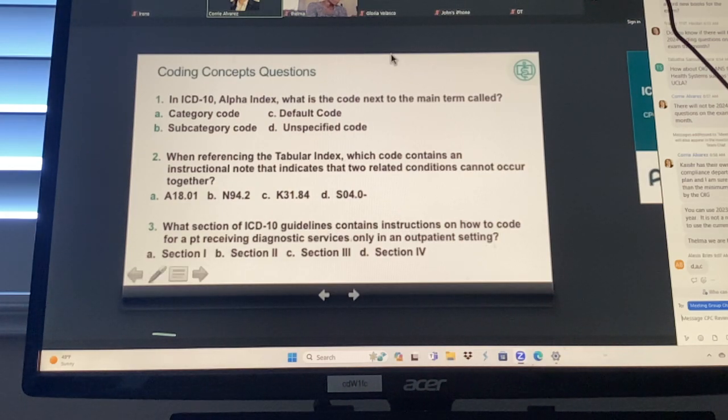All right, we already have someone that has the answers. Okay, so that code next to the main term is called the default code.